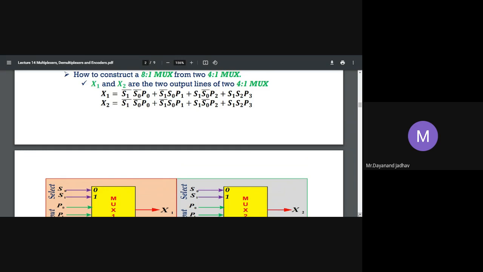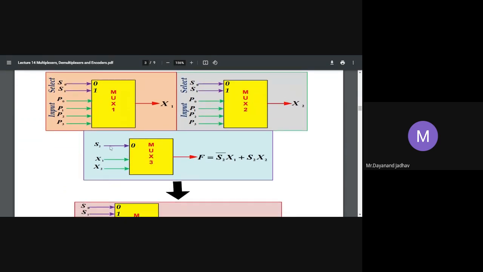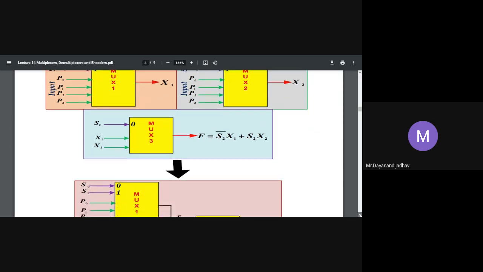We can consider first and second, here this X1 and this X2, for multiplexer first, for multiplexer second, and for multiplexer third. We consider S2 as the third select line, because three select lines are required to implement an 8 is to 1 mux. Therefore, here S2 is 1 or 0, then F is equal to S2 bar X1 plus S2 X2, that is said to be the third select line.